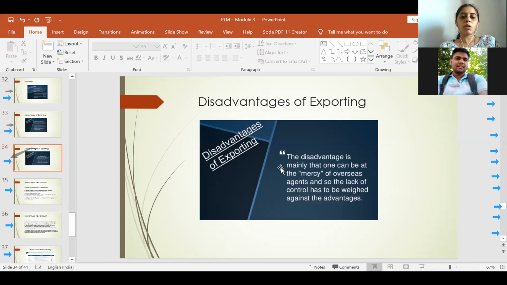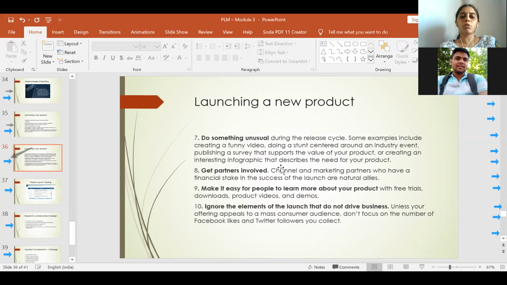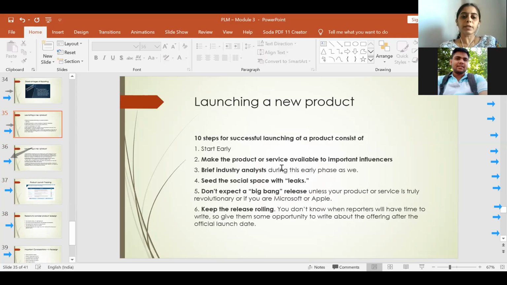So that is almost done, and lastly you have to know the 10 successful steps to launch a new product. This is also in your syllabus. So first, when you are starting a new product, you have to start very early. I'll just brush up the main points, and you can deal with them in depth later.